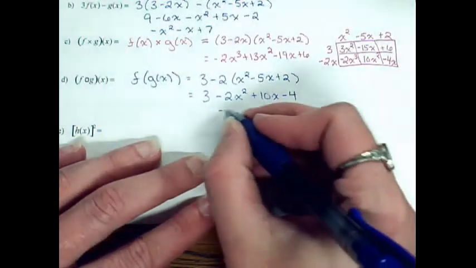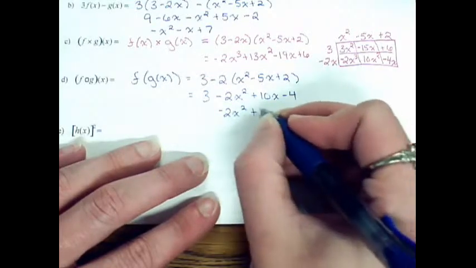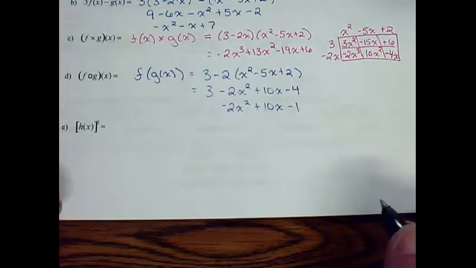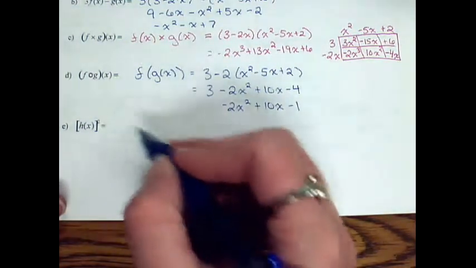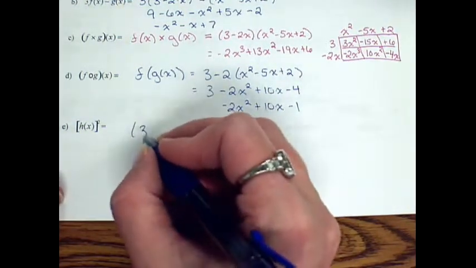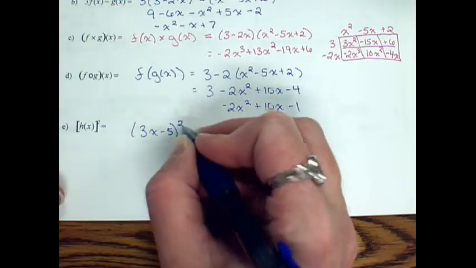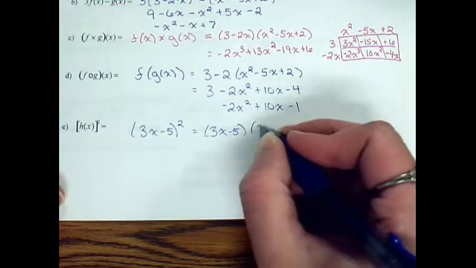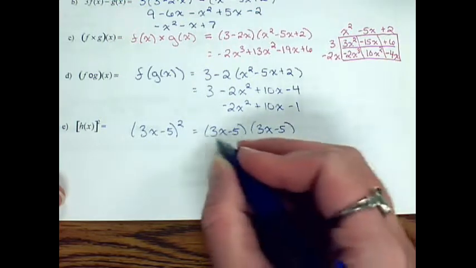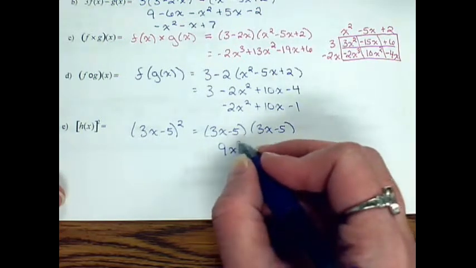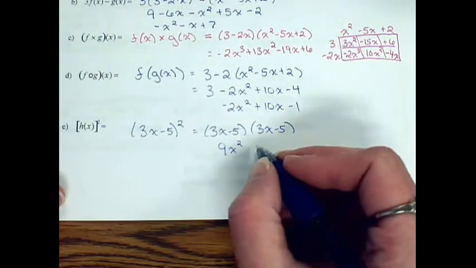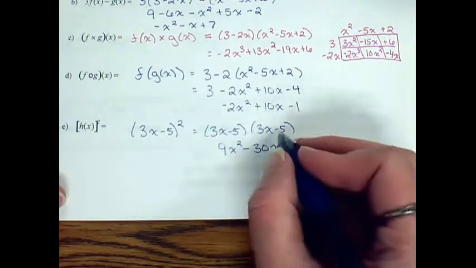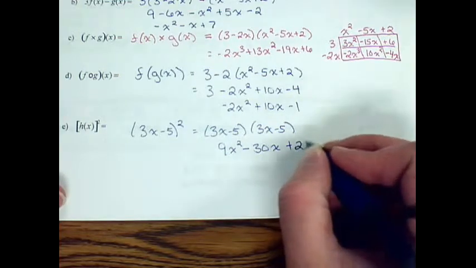Now I'll just combine like terms: negative 2x squared plus 10x minus 1. All right, the last one, tricky. H of x squared means I'm going to take h of x and square it, which means to multiply it by itself. 3x times 3x is 9x squared. Negative 15x and another negative 15x is going to be negative 30x. And then negative 5 times negative 5 is 25.